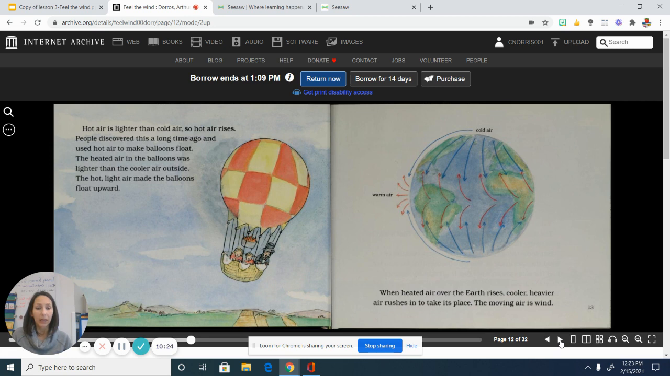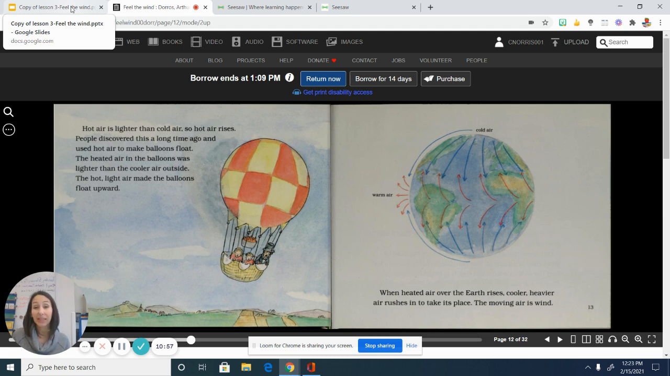And then here it says, when heated air over the earth rises, cooler, heavier air rushes in to take its place. The moving air is wind. So I think that is another detail, that wind is made when hot air and cold air change places. So that's another detail. So thinking about all the details that we just identified, what do you think is the main topic of this section? What do you think?